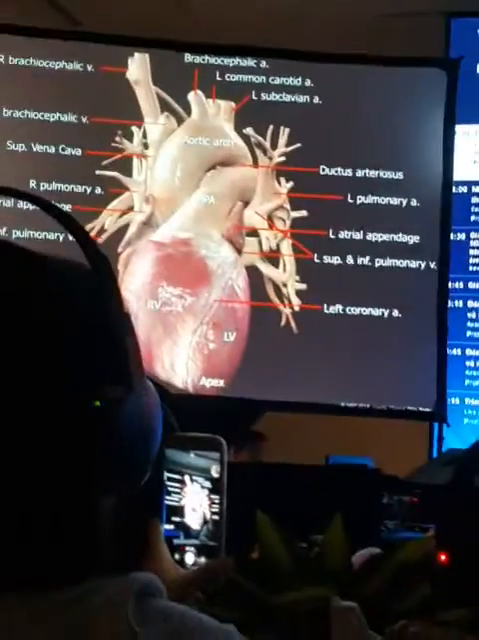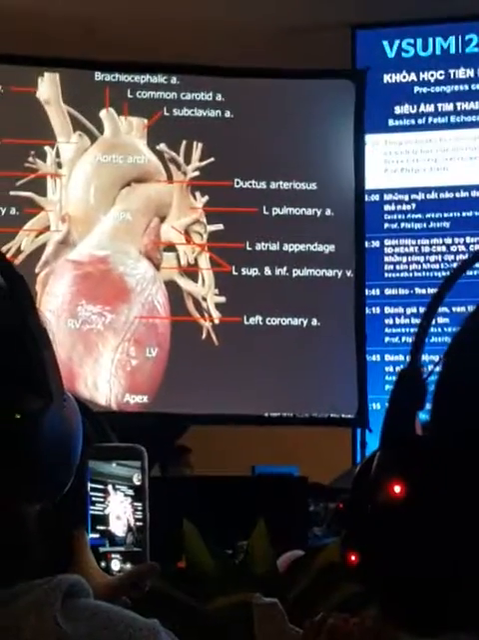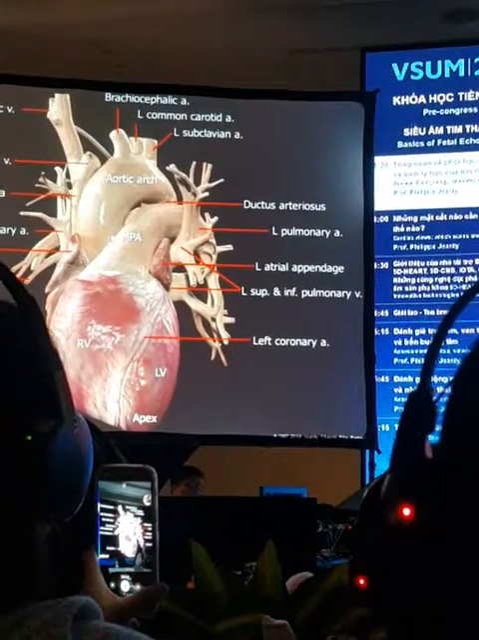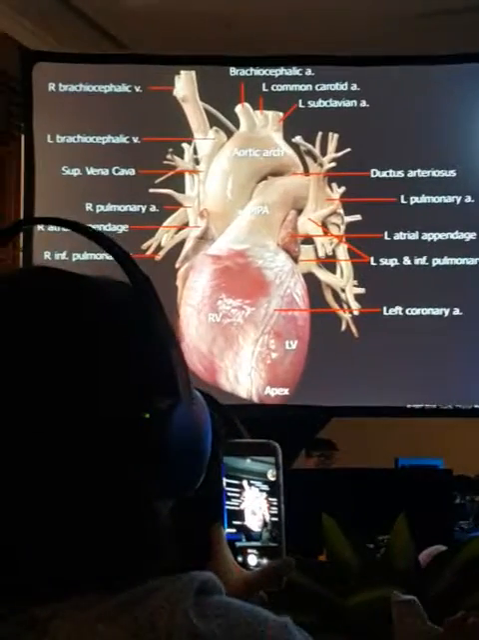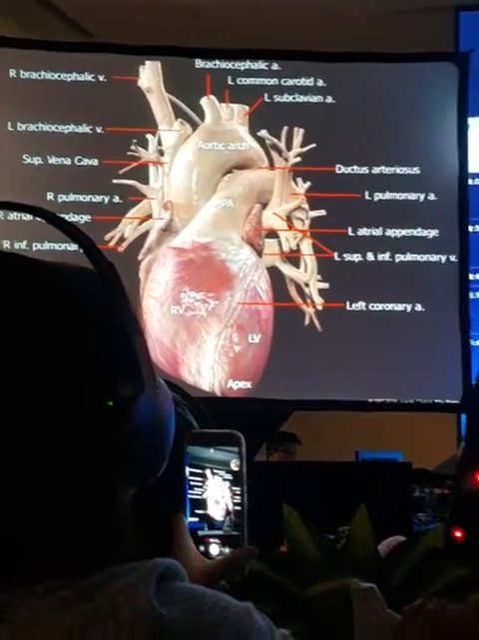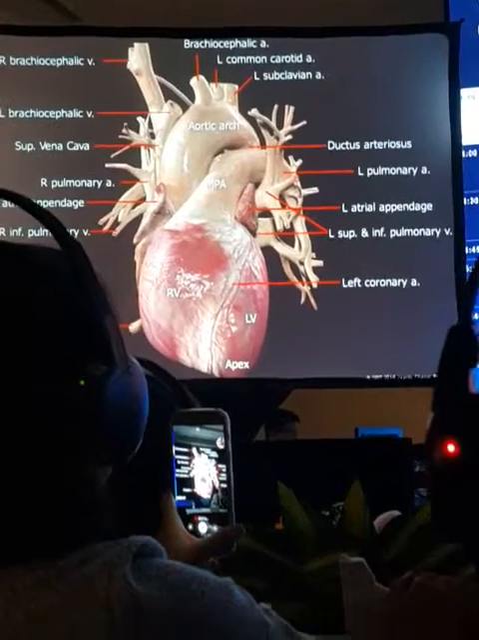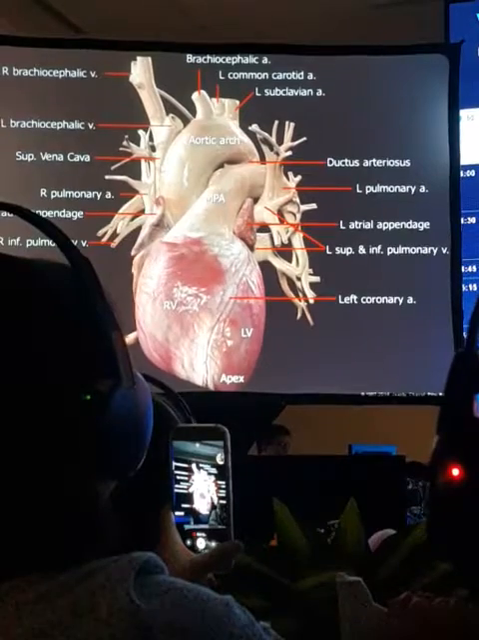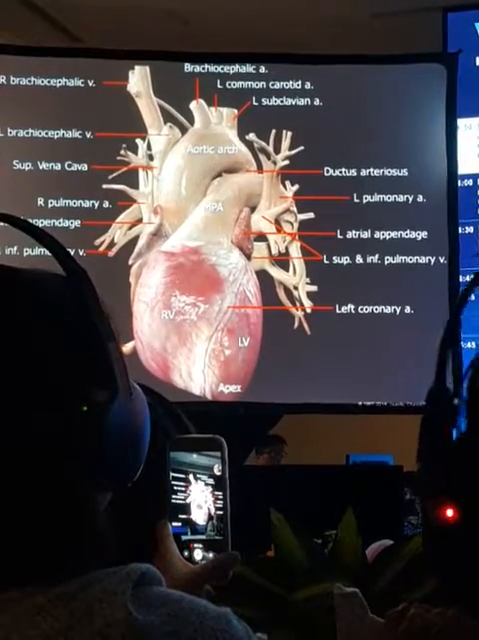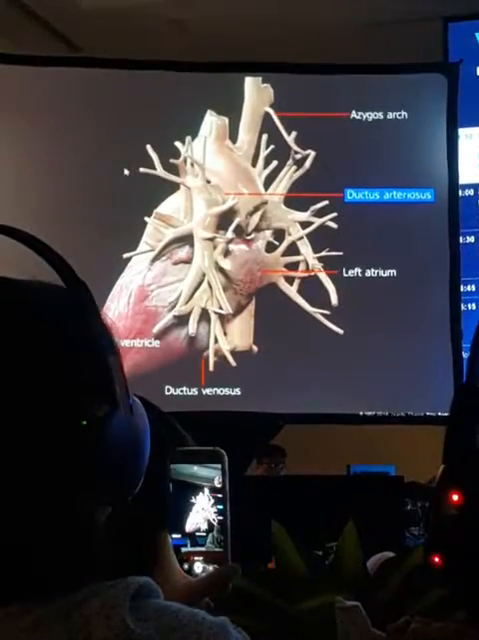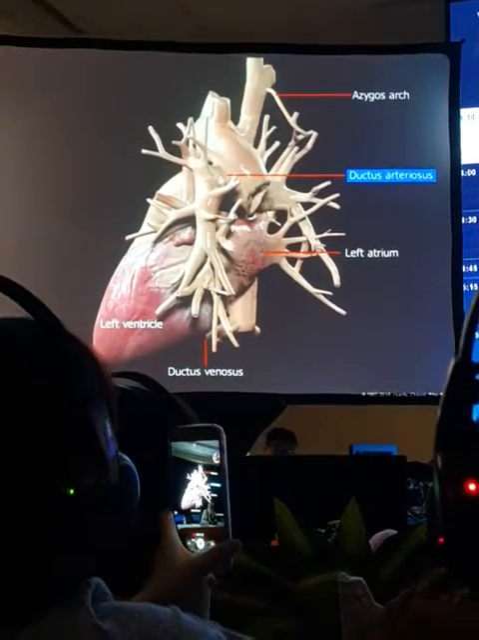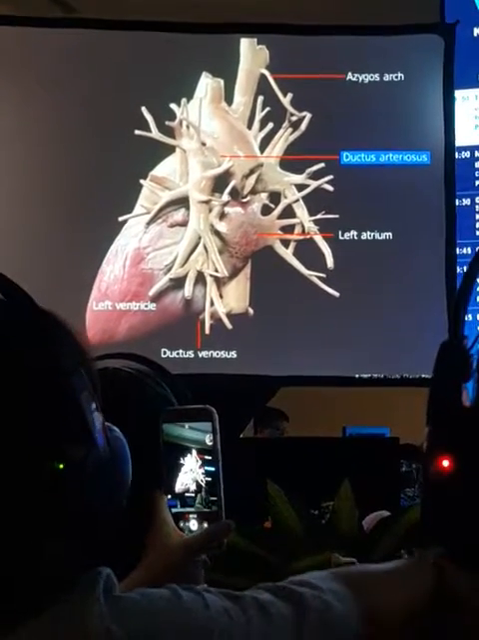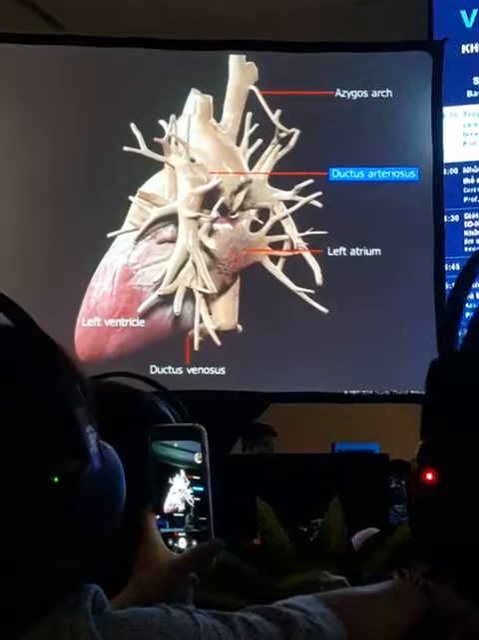Notice also that there is nothing between the aortic arch and the main pulmonary. If you see something between the aorta and the pulmonary, you have a baby that has a problem. And there's also nothing between the aortic arch and the superior vena cava. If you see something there, this is a problem. So if we turn the heart, this is the ductus arteriosus between the pulmonary and the aortic arch.